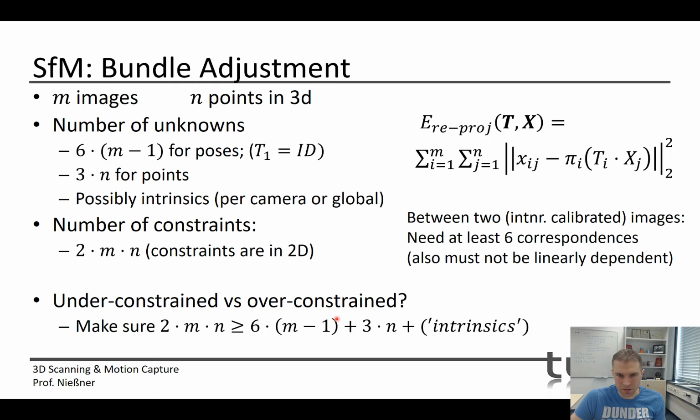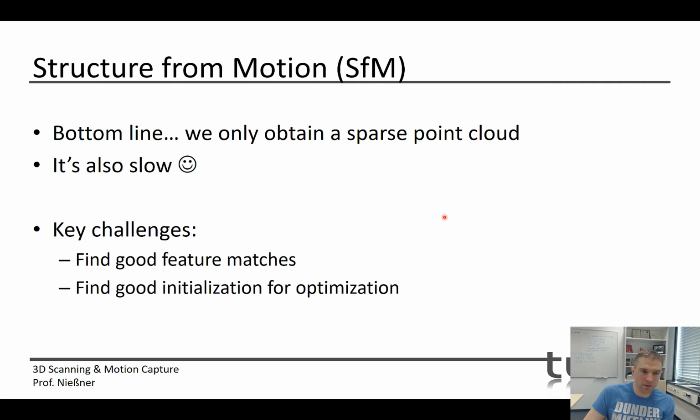In this lecture, I have a few more things to talk about. In principle, what we haven't talked about is how we actually optimize these terms. This is something we're going to do in the next lecture, but today we're just going to leave it there. The goal is to optimize these equations. But the bottom line so far is we only obtain a sparse set of points. Structure from motion, by the way, is also relatively slow.